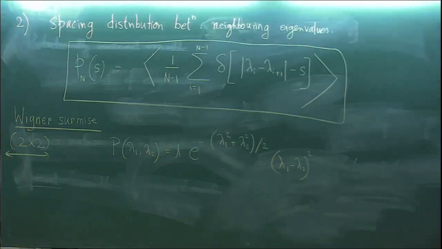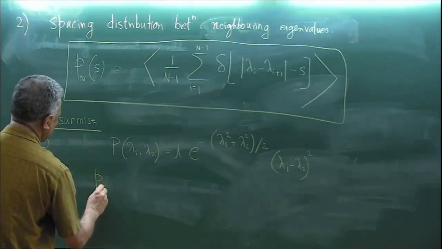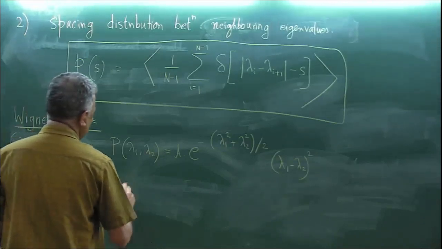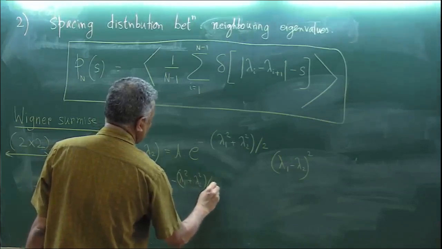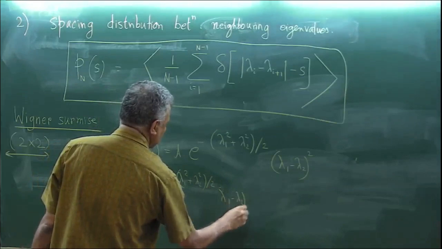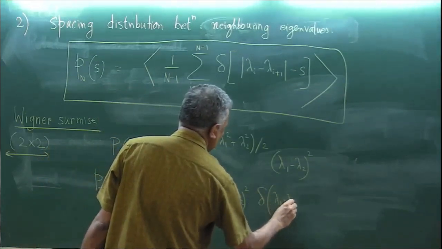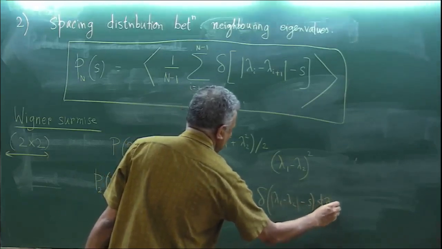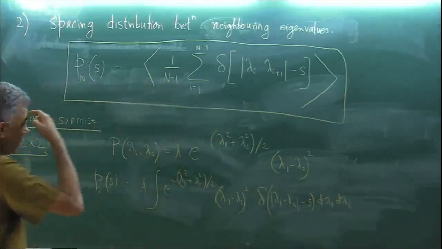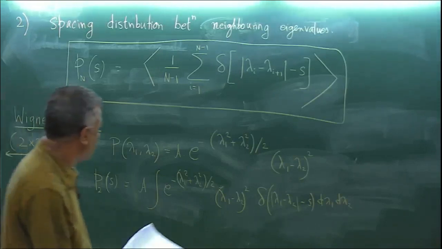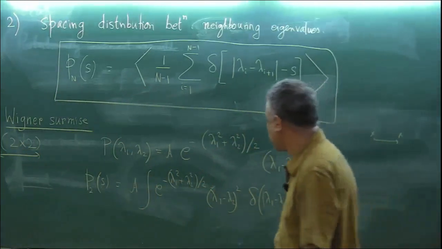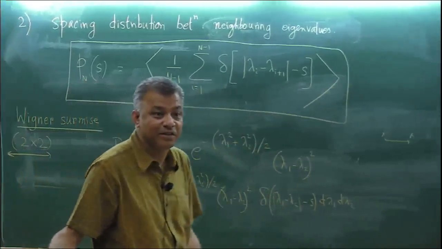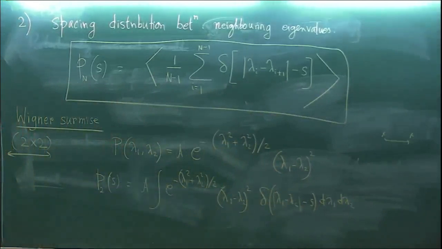So what is the spacing distribution here? You can calculate it very easily. This object, P2 of S, n equal to 2. That means I just have to compute this integral, right? That's what this object is. Since I have only 2 points, there's only one interval between them. So how will you do this integral? Can somebody tell me? You have a 2-dimensional integral over lambda 1, lambda 2. How will you do it?